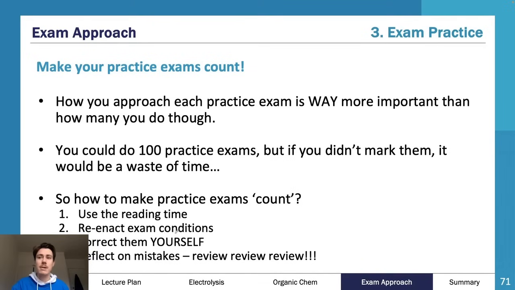So how do you make practice exams count? Use the reading time. Reenact the exam conditions. Correct them yourself. Please do not give your teacher an uncorrected exam unless you are literally doing one in a class and then they're going to correct it for you. Always correct it yourself. You learn far more by correcting something yourself. You do not learn from giving it to your teacher and then just looking at the 3 things that they wrote down. Correct them yourself.